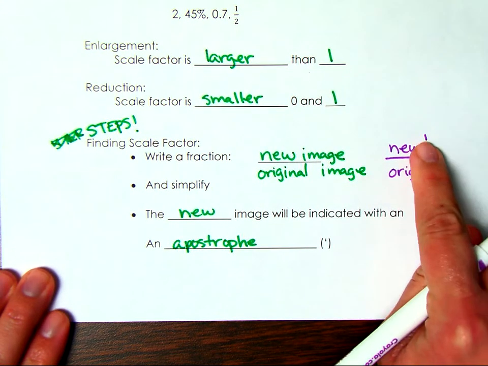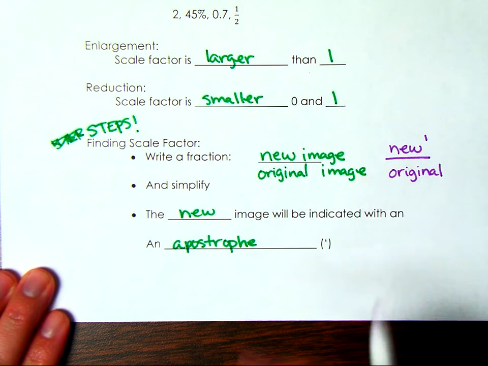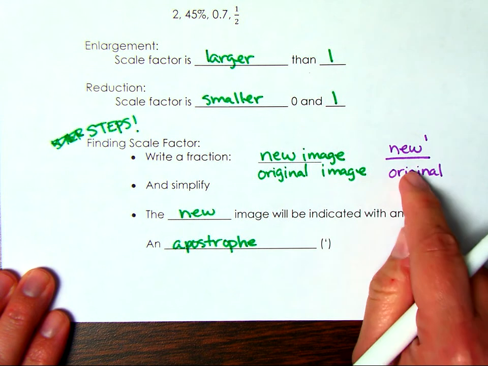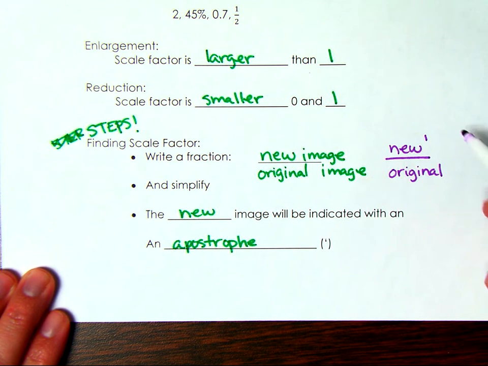When you have that apostrophe, that actually represents your new shape, what was dilated. Okay, the final product of what the dilation looks like. Your original amount is what was dilated, what you started with. And we don't say new apostrophe here in mathematics. We call that a prime.